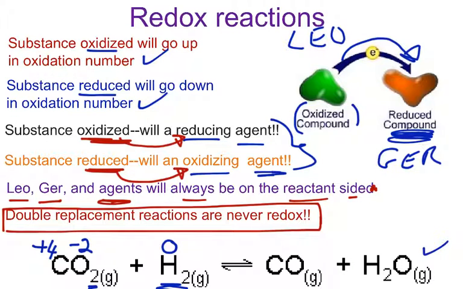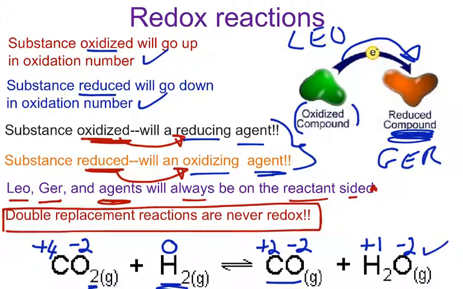Moving on to the product side, we have carbon monoxide. Oxygen, most of the time, is -2 again. In this case, carbon will be +2. How do we know? Because carbon monoxide is a neutral compound, everything has to add up to 0. So if oxygen is -2, the carbon must be +2. And in water, oxygen is -2 and hydrogen, most of the time, is +1.